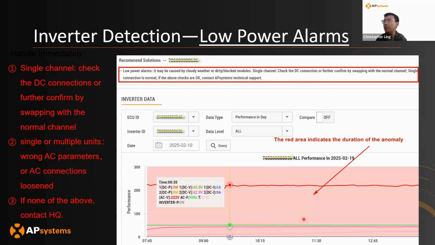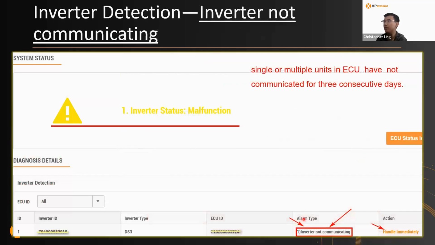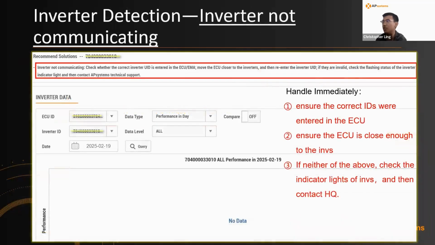Okay. So this is for low power alarms. Another type of alarm is inverter not communicating. That's possible if the inverter is far away from the ECU, so it's not able to communicate, or maybe there's something weird with the ZigBee communication. It's also possible that the ID is not entered correctly.